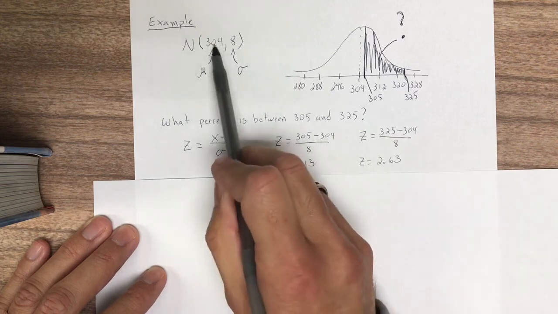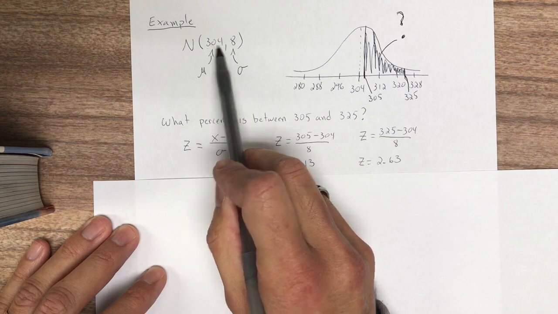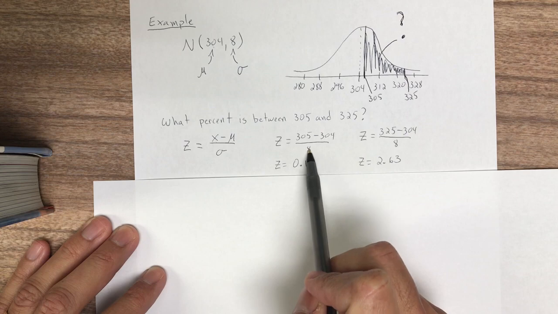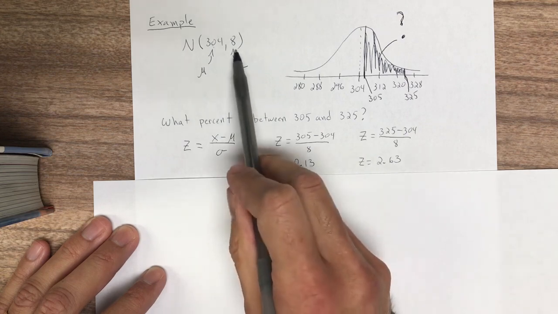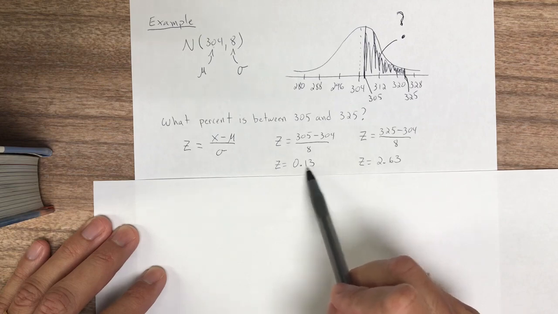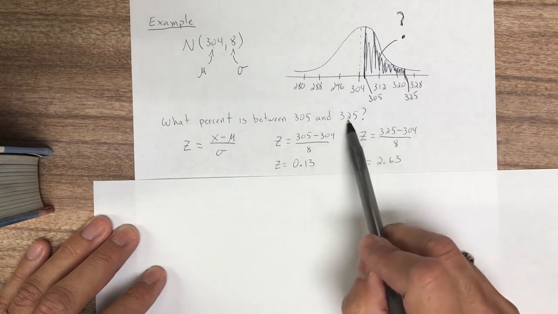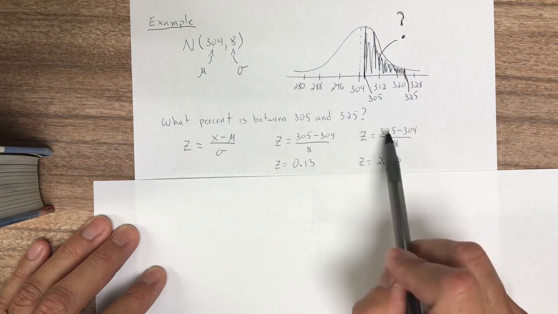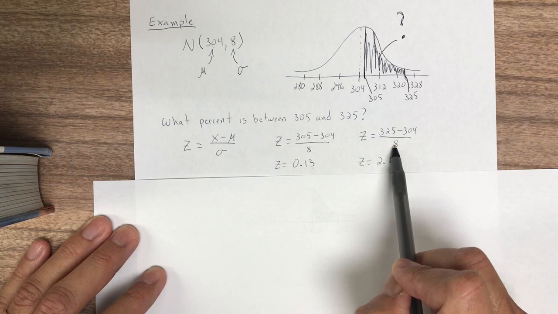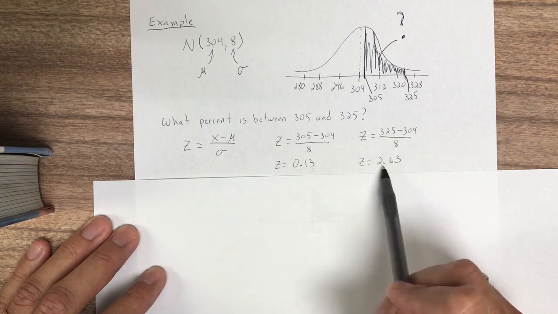So 304 is the mean, sorry. So this is the distribution, 304 is the mean. So you have 305 minus the mean divided by the standard deviation, which is sigma, and that's 8. So for this one, we get 2 decimal places. Every time you look for z-scores, we round to 2 decimals. That's going to be 0.13. And the next one is 325. So I'm going to standardize 325 minus the mean of the distribution divided by the standard deviation, and that's going to be 2.63.